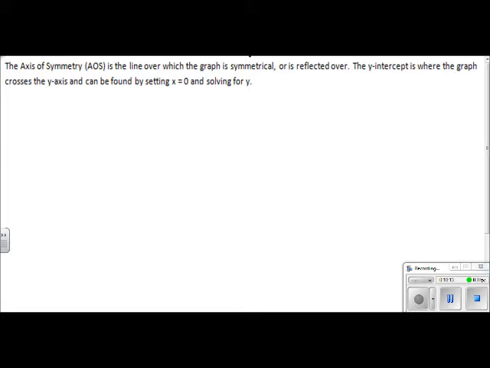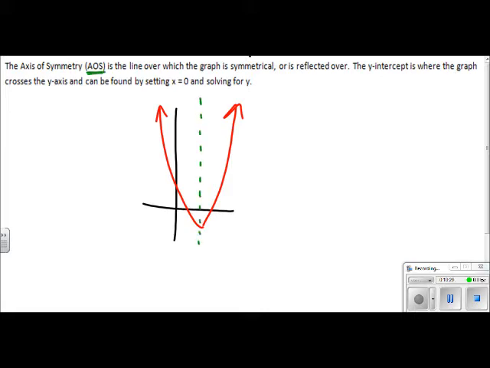Now the axis of symmetry, again, let's say we have our parabola. Our axis of symmetry is going to be a vertical line going right down the middle, where if we look at this from here to here, it's a perfect reflection over to the other side. Same thing, here to here, it's just a reflection right across there. So the parabola is reflected over that line.